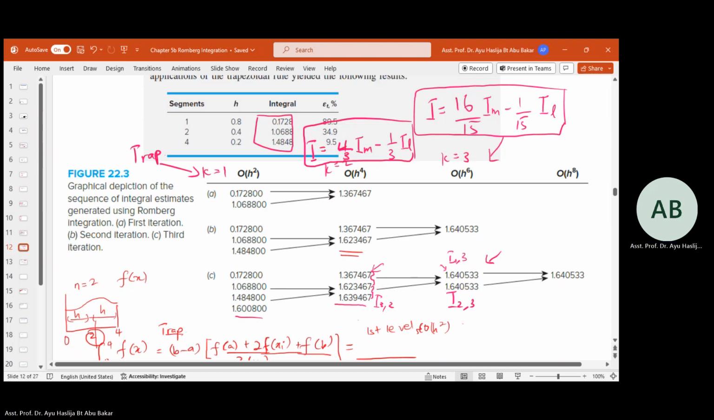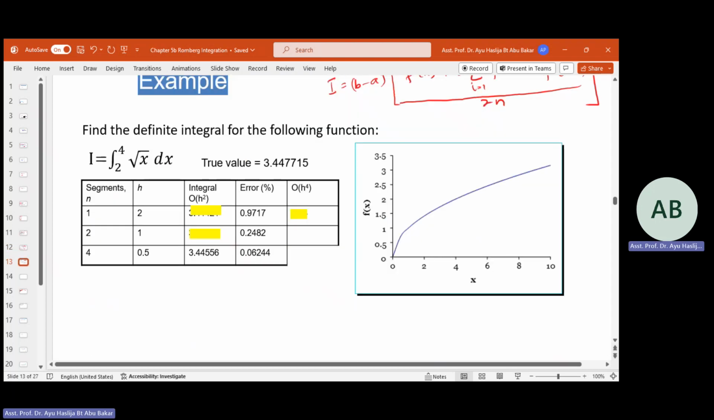Okay. I move to the example. We try this example so that you can understand better. Let me know if I go too fast. Is it okay?